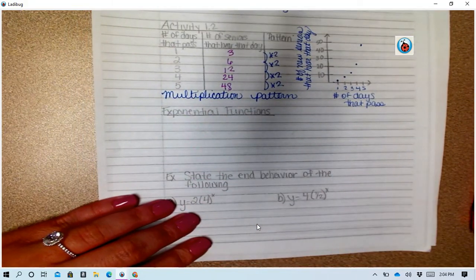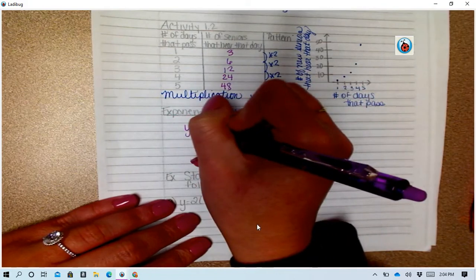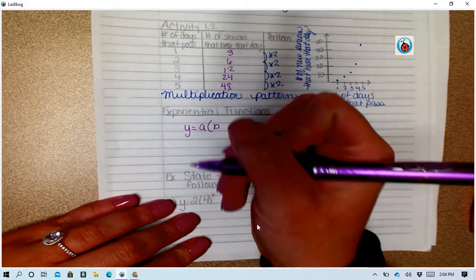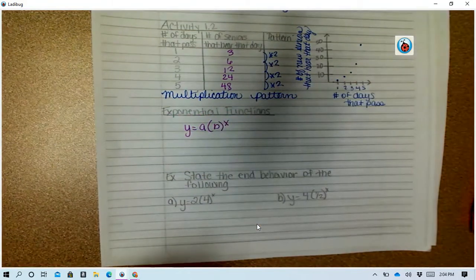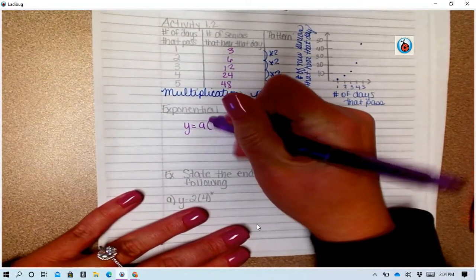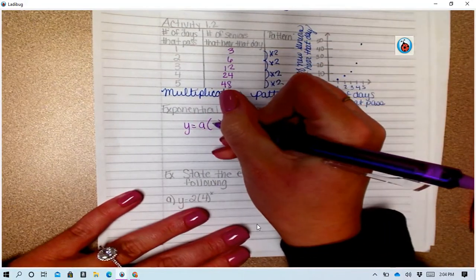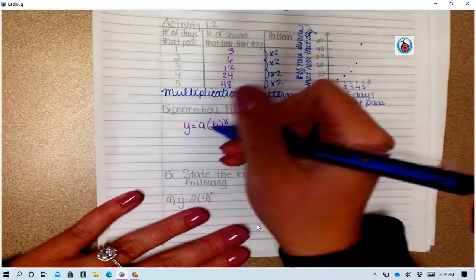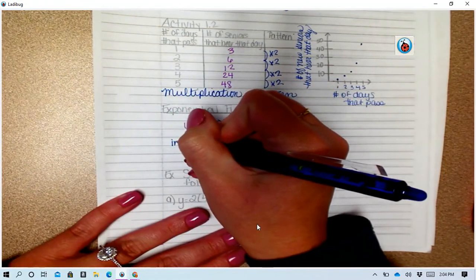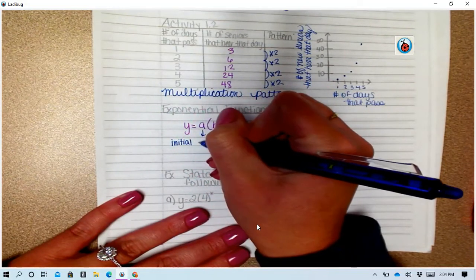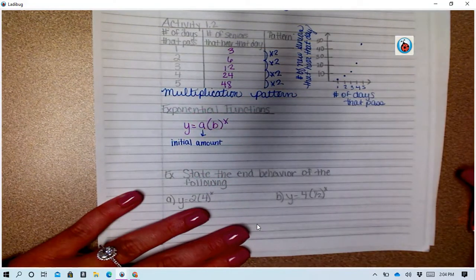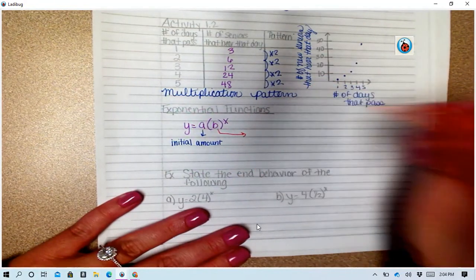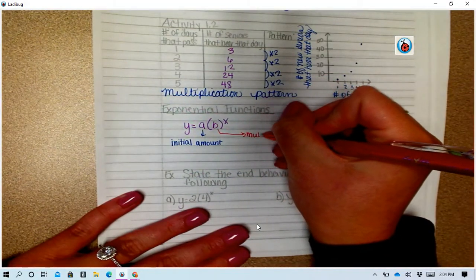notes. So exponential functions are y equals a in parentheses b to the x power. And you need to know what these letters stand for. Let me make my b a little bit better. So a is your initial amount. B is your multiplier. What number is being multiplied by for your pattern?